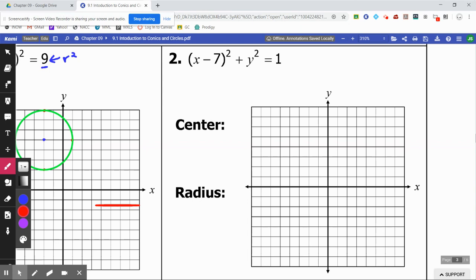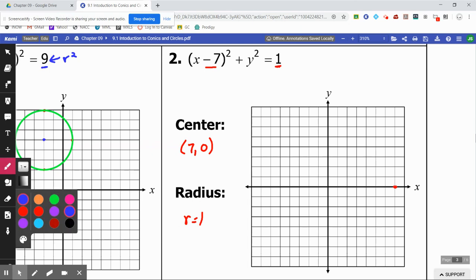Number 2 says, let me erase that, your center got shifted right 7. So 7, and there's no value on the y, so (7, 0) will be your center. So 1, 2, 3, 4, 5, 6, 7, 0 right there is the center. Here's the radius of your circle. That's r squared. So the radius would be the square root of that, which would still be 1.